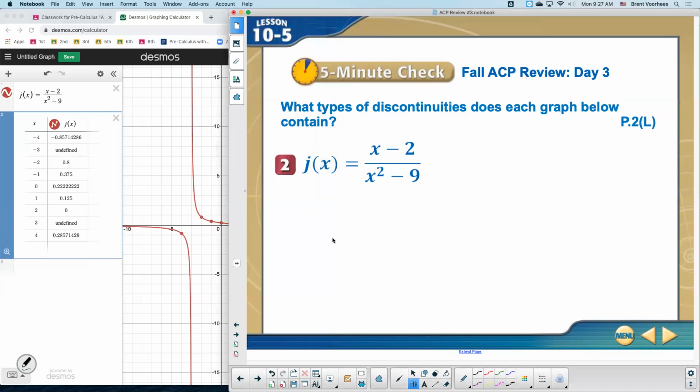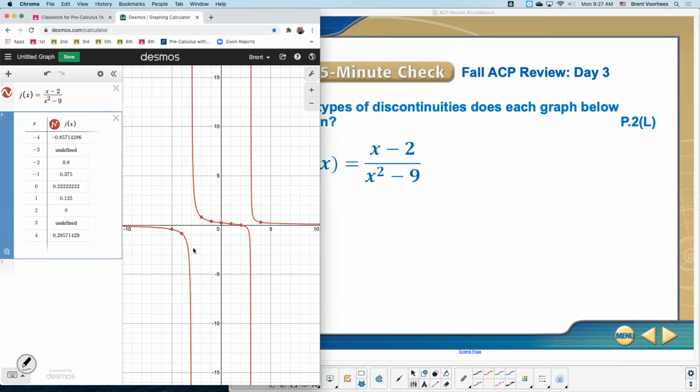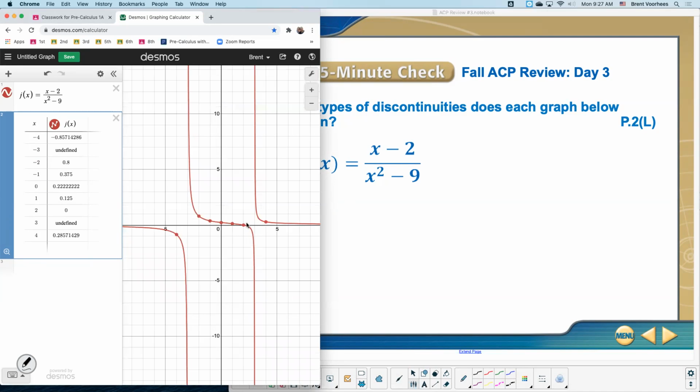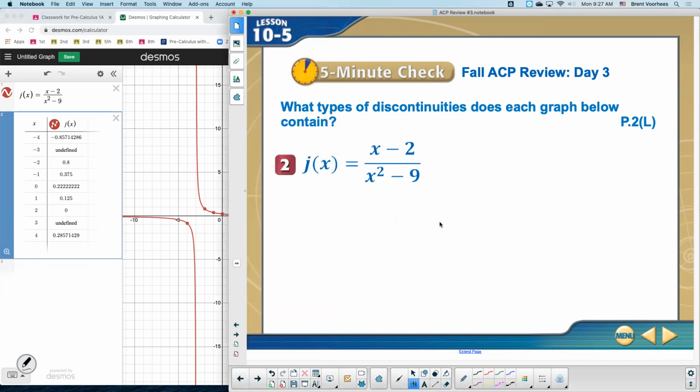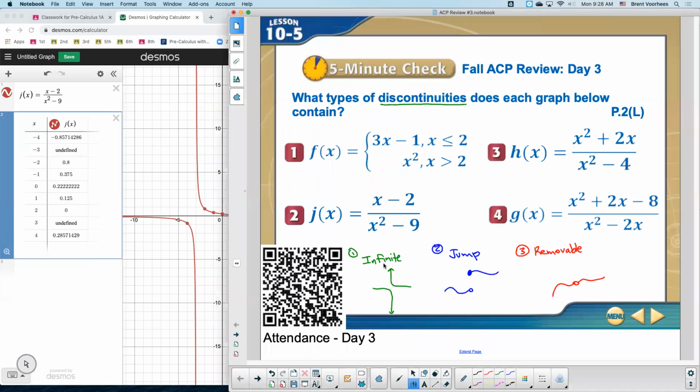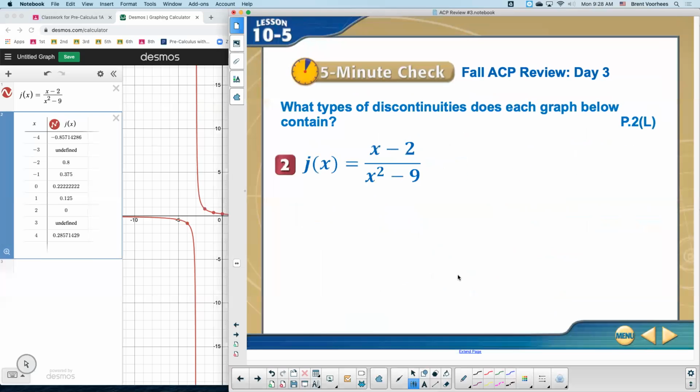By the way, I didn't even ask, what type of discontinuity is this? The graph is breaking, going down forever, up forever, down forever, up forever. What type of break is that? Was it infinite, jump, or removable? Infinite, very good, Aiden. It's infinite. So this one would have infinite discontinuities. It would have two discontinuities at -3 and +3.